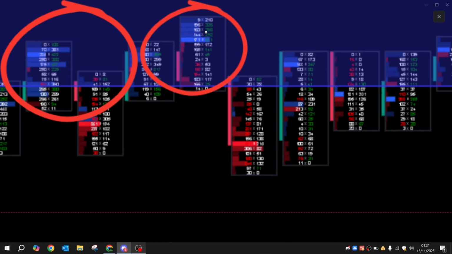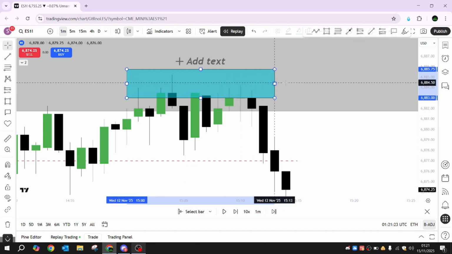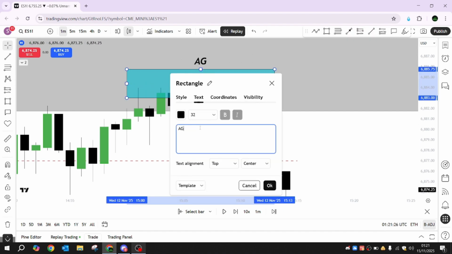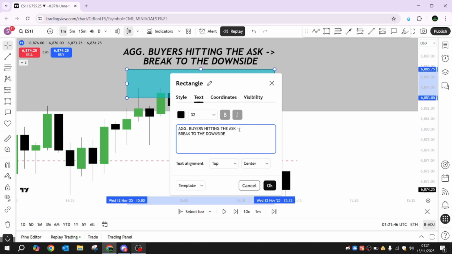Now, the reason I say that is because we had a ton of aggressive buying here and a ton of aggressive buying here. So if we go to the candlestick charts, what we're seeing is all throughout this region, we are seeing aggressive buyers hitting the ask. Then we see a break to the downside. Now, when you see a break to the downside, that is the confirmation that those aggressive buyers were unsuccessful.